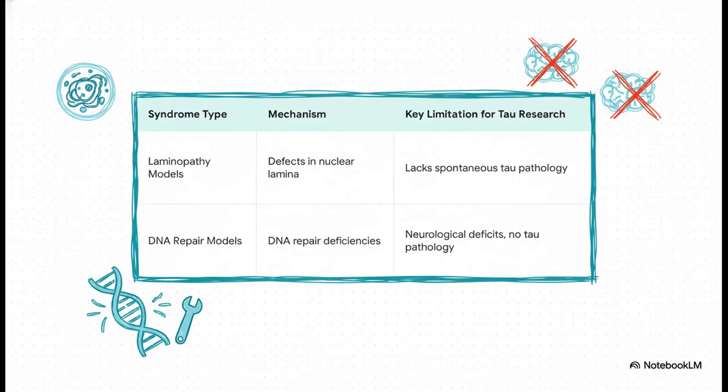Now, these progeroid models generally fall into two main categories, as shown in this table. The first are laminopathy models, which involve defects in the nuclear lamina. That's the protein meshwork providing structural support to the nucleus. The second category consists of DNA repair deficiency models, where the cell's innate ability to fix genetic damage is compromised. But I want you to pay close attention to the key limitation column here. For both categories, a direct, spontaneous link to the kind of tau pathology we see in human sporadic disease is consistently missing. Let's dig into why that is.